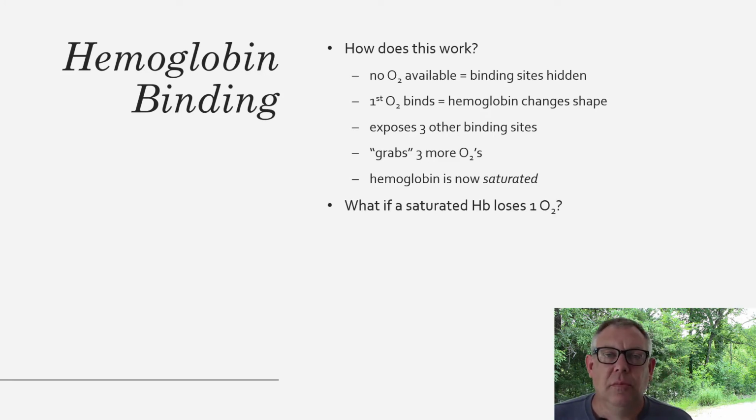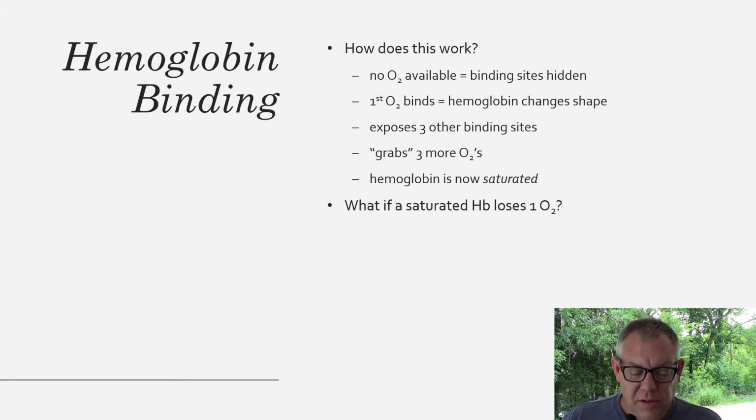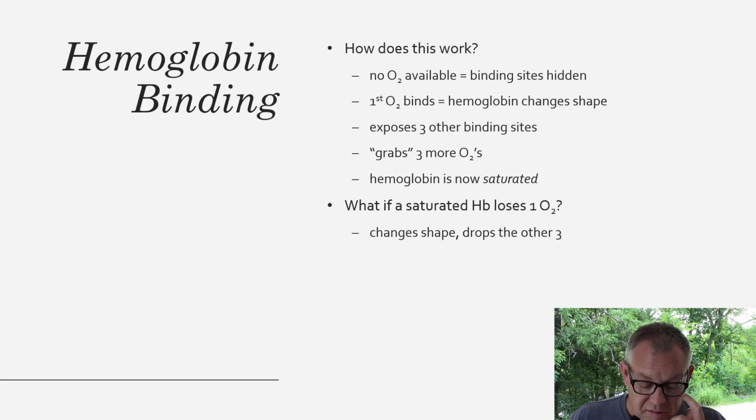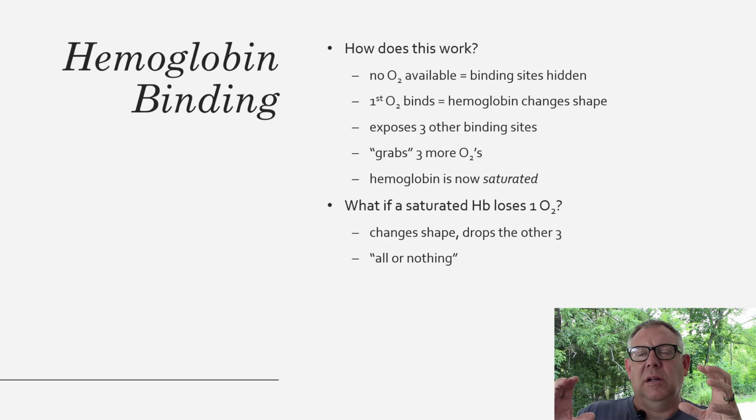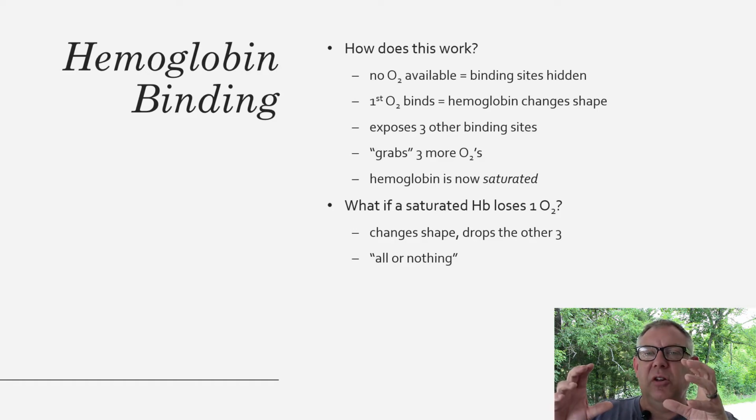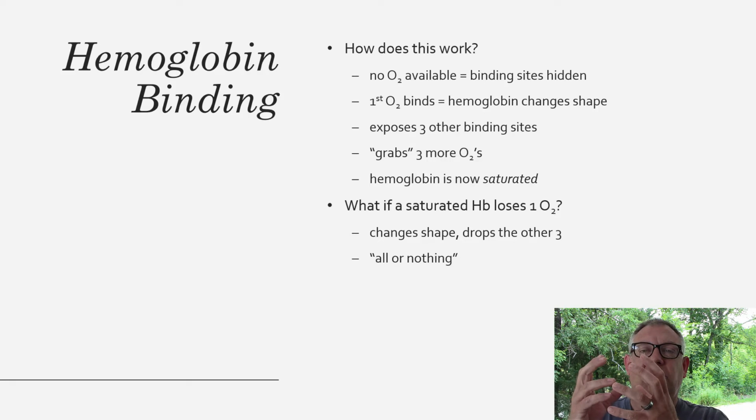And then the opposite is kind of true as well. Once a saturated hemoglobin loses 1 oxygen, that changes the shape enough that it changes the affinity and it quickly drops the other 3. And so all this means that hemoglobin is kind of an all or nothing kind of thing, right? If it binds an oxygen, then it's going to bind 3 more oxygens and it's going to be saturated. And if a saturated one loses an oxygen, then it's just done with oxygen and it drops all of them, right?